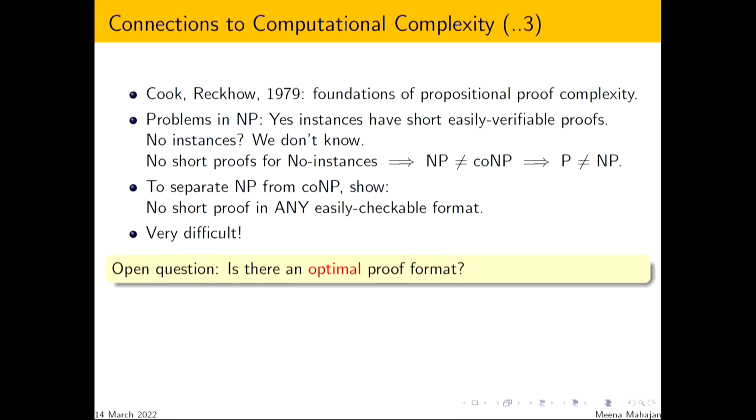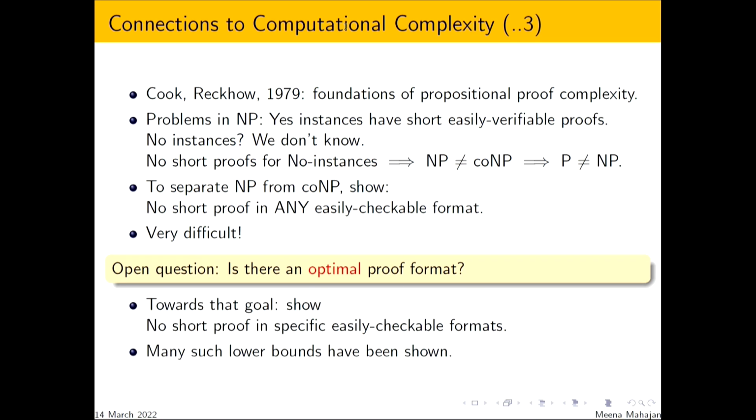It turns out that in this setting, we do not know the answer. We do not yet know whether there is... here we don't use the word complete, because complete in logic means something completely different. We use the word optimal. Is there an optimal proof format? Is there an optimal proof system? We don't know. And therefore, we are stuck; it seems to be harder to prove this statement, that there is no short proof in any format.